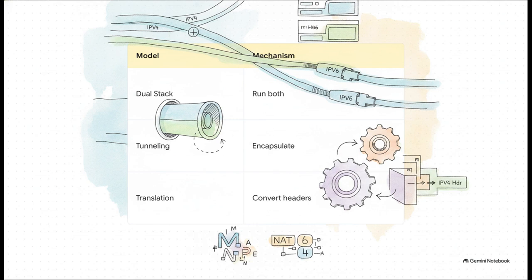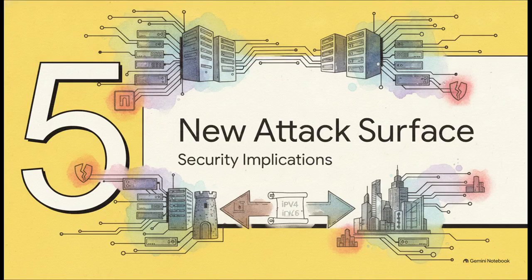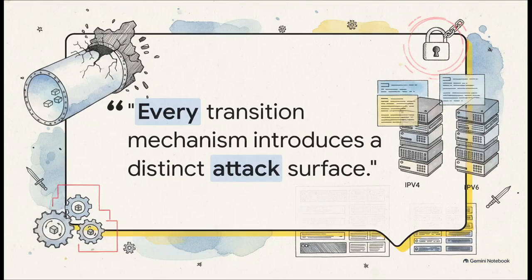I want to explicitly tease that in later parts of this 10-part tutorial, we are going to dive deep into the specific mechanisms of these models, like MAP-E and NAT64. But for now, just understand that these are your 3 architectural options. And finally, Section 5, the new attack surface, bringing the architect's dilemma front and center. This brings us to the core security thesis of Chapter 1. The source material lays it out perfectly.